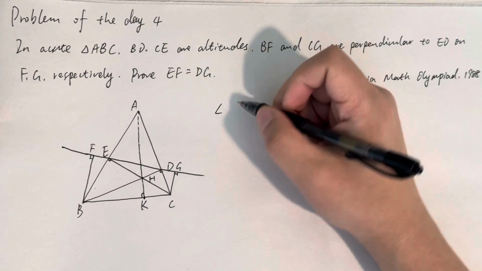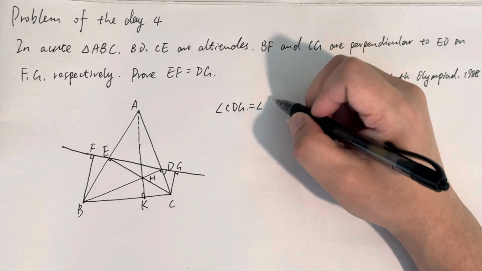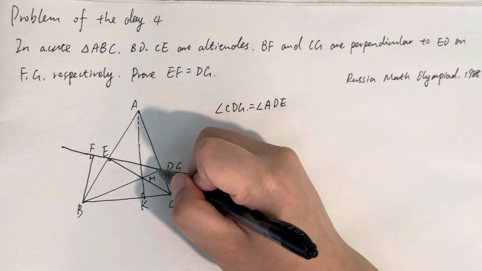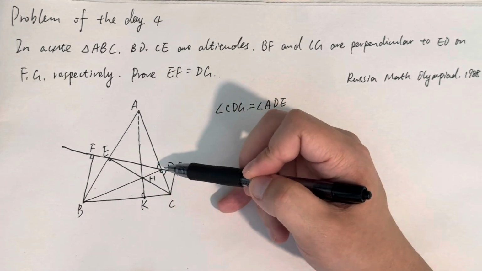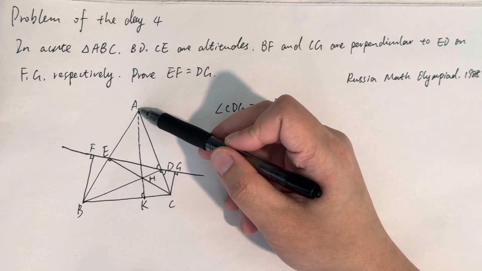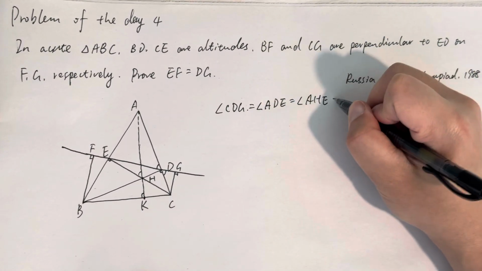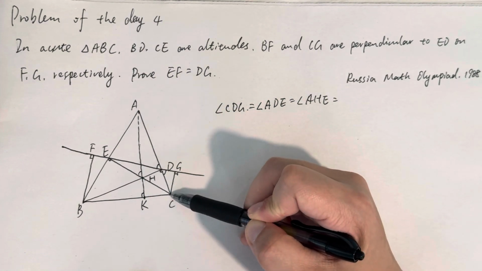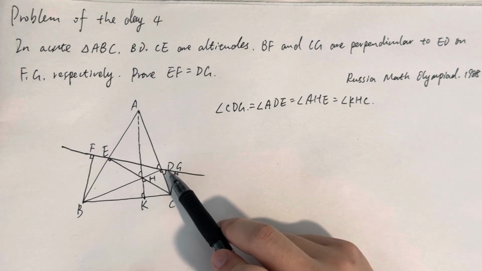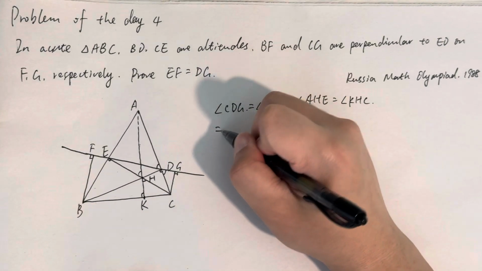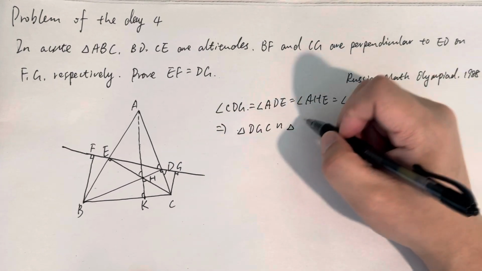Let's look at this figure for the angle CDG. This angle equals angle ADE. And because H is the orthocenter of triangle ABC, we know that AEHD are cyclic. So angle ADE equals angle AHE. And angle AHE equals angle KHC. Because triangle HKC and triangle DGC are right triangles, that means triangle DGC is similar to triangle HKC.